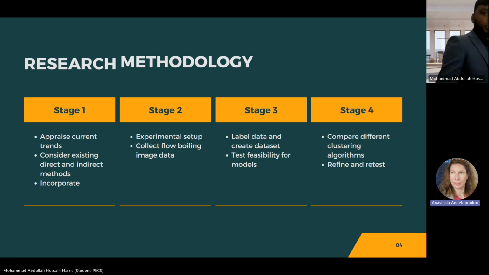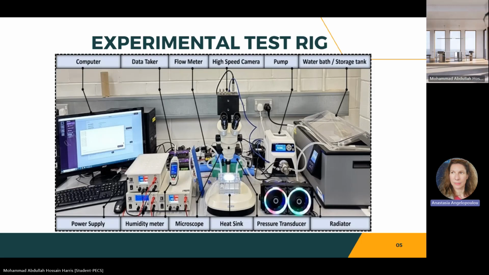So I'm just going to show what the experimental test rig looks like. What you saw earlier was a microchannel. This is a scaled-up version because we want to take more photos. However, this still counts as a microchannel and a mini-channel as well. I know there's a lot going on, so I'm just going to explain it as quickly as I can. There are a lot of sensors in there.